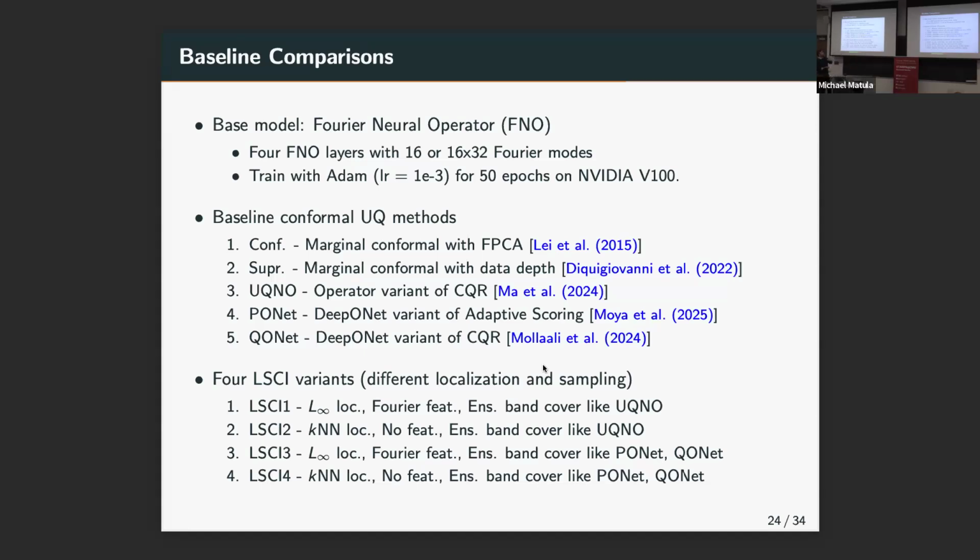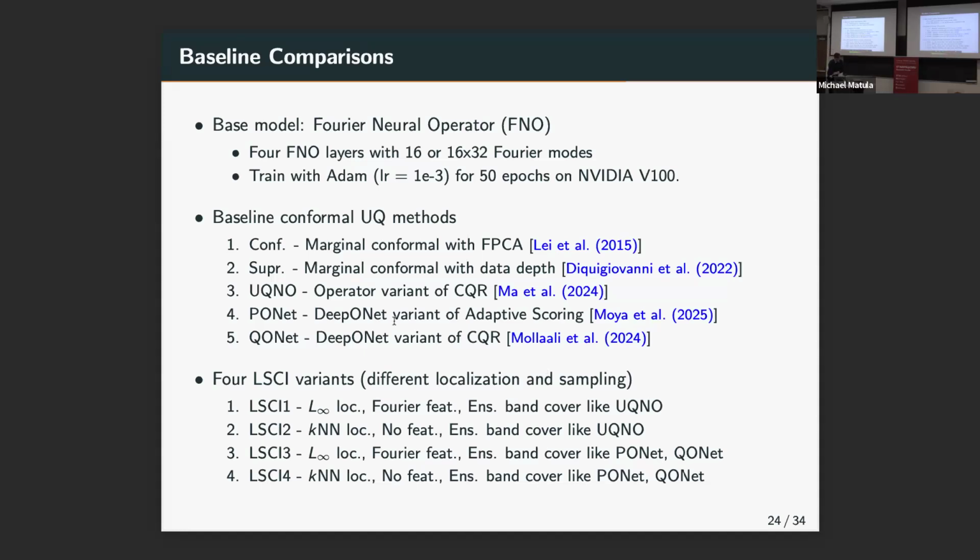There is the UQNO method, which is somewhat of a complicated approach, but it is very similar to an operator variant of conformalized quantile regression. In the UQNO approach, they don't guarantee coverage at the function level. They guarantee this notion of coverage risk. So they allow for a little bit of slippage in their target functions and to still be considered covered.